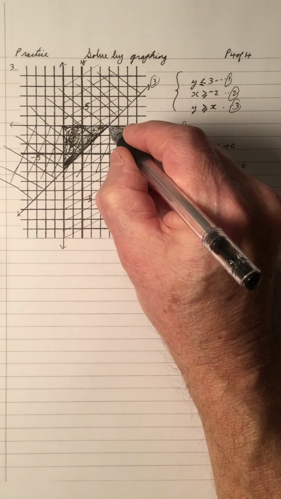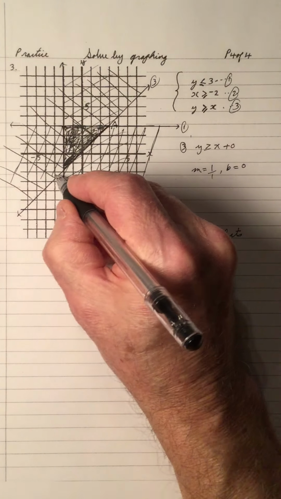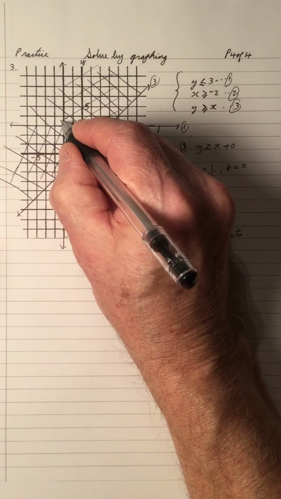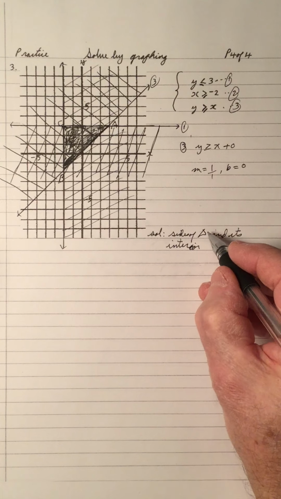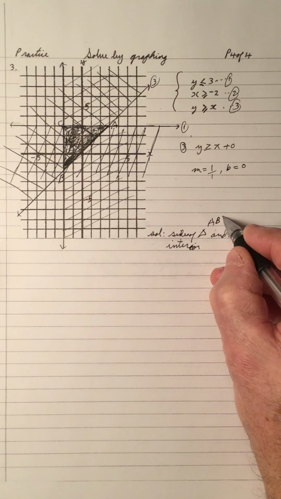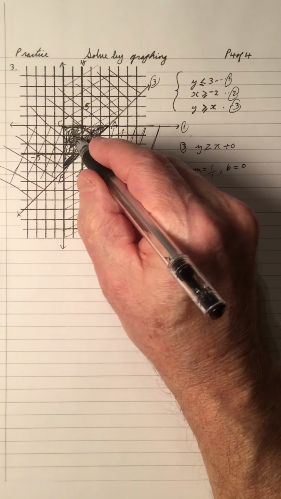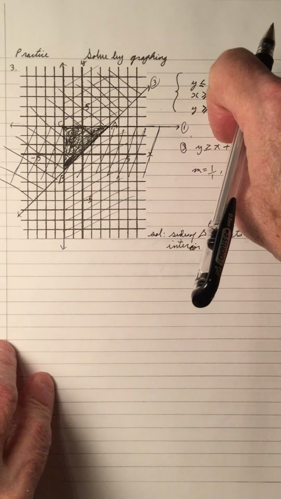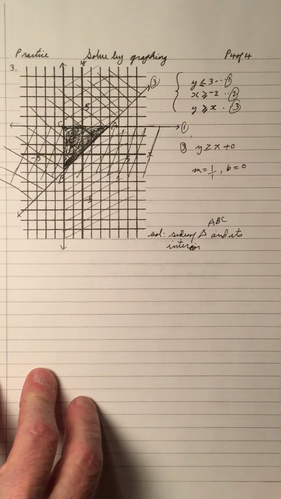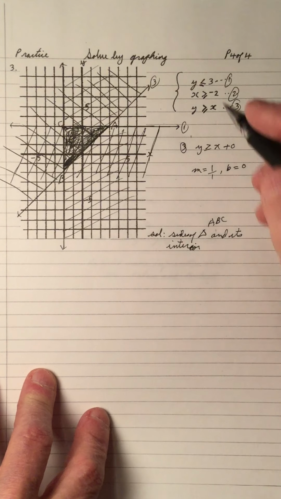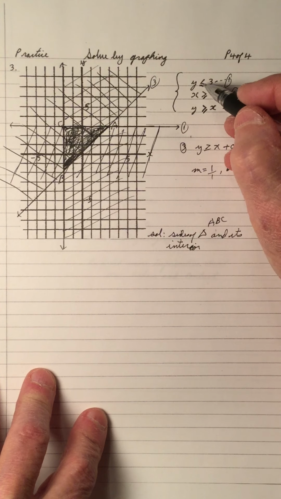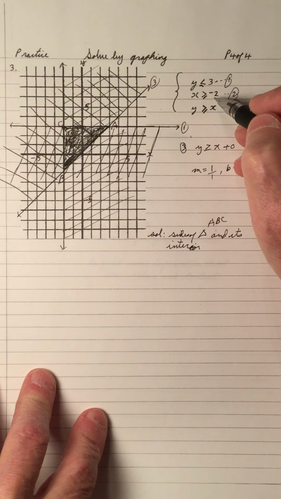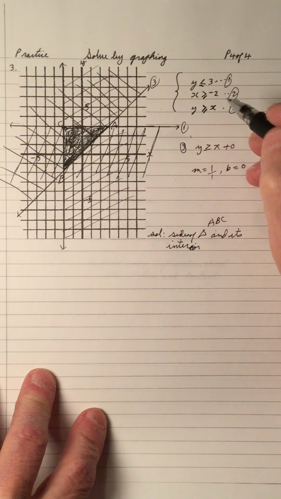So the sides of the triangle is A, B, C. So it's the sides of the triangle A, B, C, and the interior of the triangle are all the points that satisfy this system of inequalities. Again, I did this one because I wanted to emphasize the horizontal line, the vertical line, and notice this line is oblique.